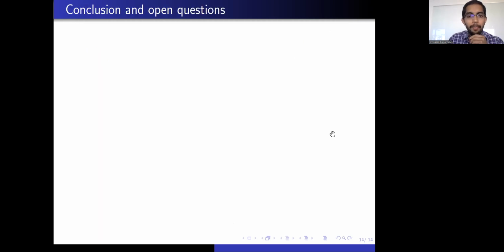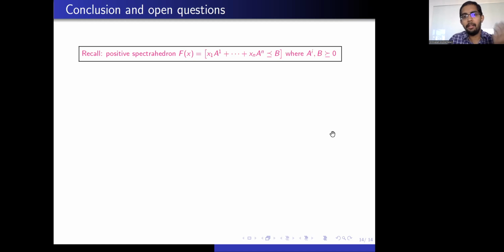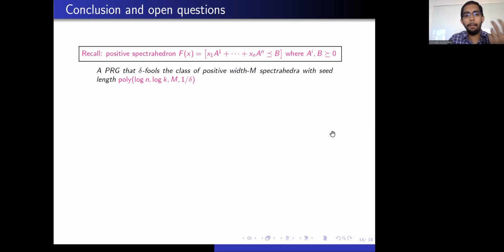So let me conclude. We had a positive spectrahedron, which is just the sum of x_i A_i being less than P. We say a PRG fools a positive spectrahedron, and the PRG that we constructed had seed length log n, polylog in k, m, and 1 over delta, where delta is the parameter with which we can fool the positive spectrahedra.